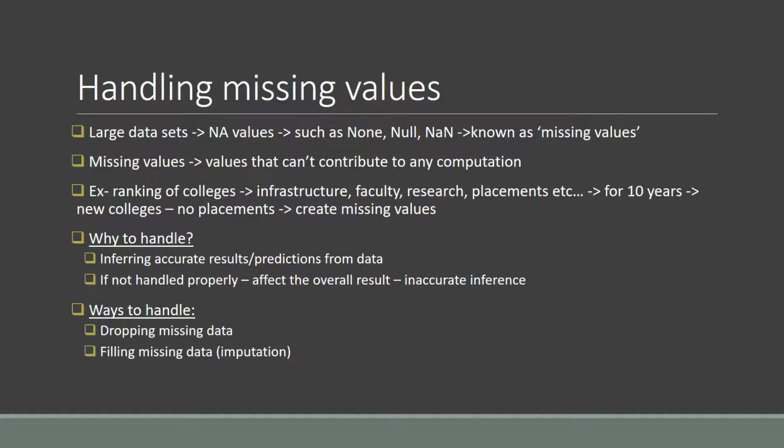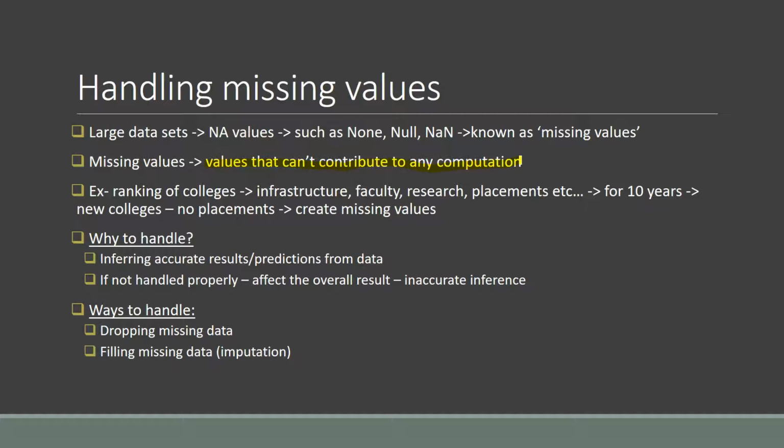Now, in large data sets, there are various possibilities that we have values that are not filled, which are also known as NA values, such as null or NaN, and we also call them missing values. Why are they missing values? Because those values can't contribute in any computation. Missing values are those values that cannot contribute in any computation. Suppose we have the temperature of certain cities, but for a few cities the temperature is not recorded, or the humidity or other things haven't been recorded. So these are considered missing values.